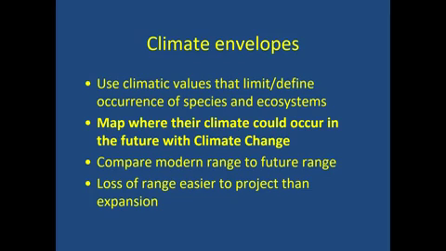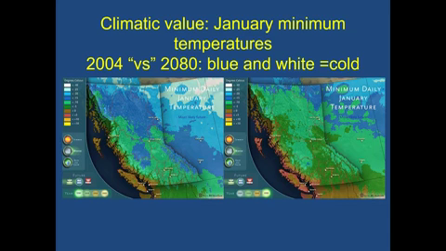So let's continue looking at this. Here's an example of an important climatic value. January minimum temperature is basically how cold it is. And let's take a look at the difference between 2004 and 2080. On the left-hand side, the map shows you that there's a lot of blue and white, which basically means it's cold. If you can increase the size of your image on your screen, you'll see what temperatures in degrees Celsius that represents. If you look at the right-hand side, you'll see the cold is gone.